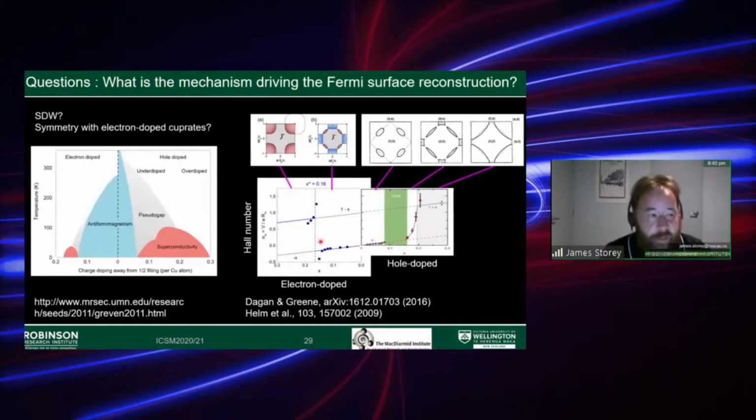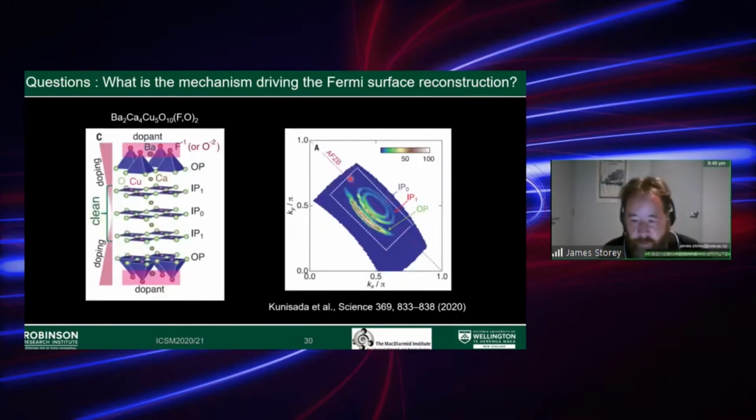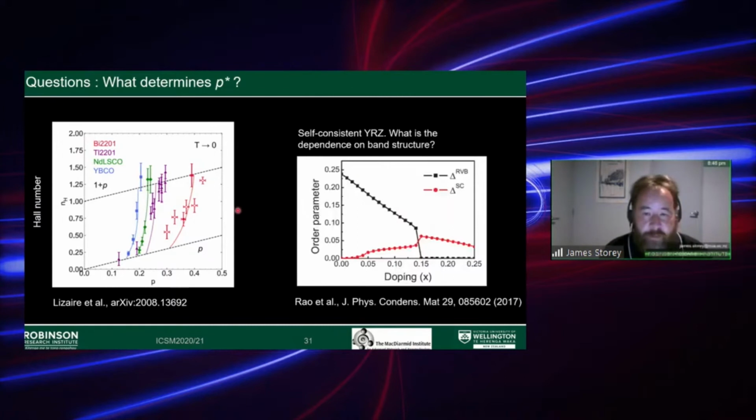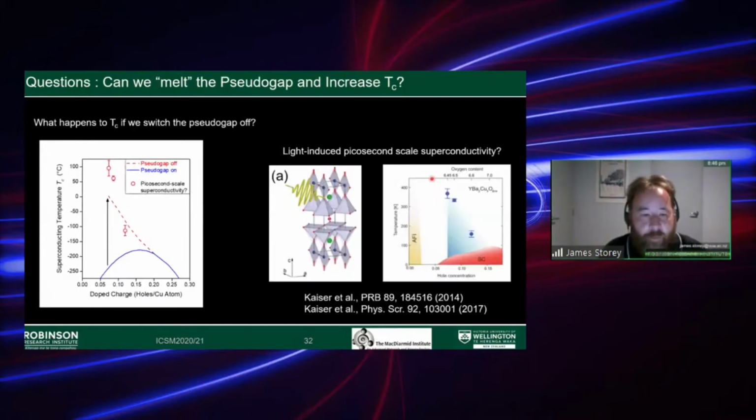I've talked about YRZ, but spin density wave reconstruction is a good candidate also. Obviously, the question is what could be driving this sort of reconstruction. The spin density wave reconstruction offers a nice symmetry with electron-doped cuprates, for which there is some evidence for that sort of reconstruction. Also, there were some nice ARPES results published on this 5-layer system where the innermost planes seem to exhibit a symmetric hole pocket consistent with spin density wave reconstruction. Running out of time here, but what determines p star? It seems to depend on the family of cuprate. Does it have a dependence on band structure parameters? I'll skip this and go to my summary.